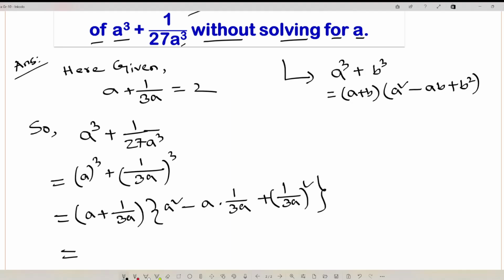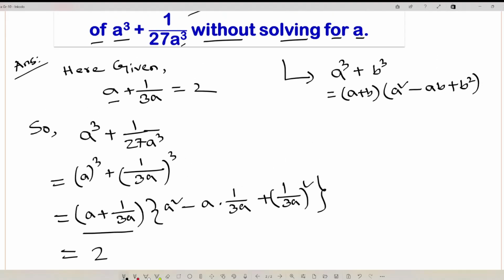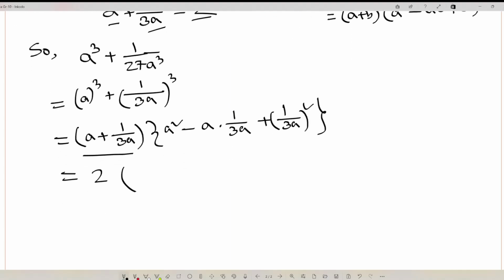Now look, this one we can write 2, because here a plus 1 by 3a equals 2, and this one is a square. Here the a and 1 by a we can cut, so here is minus 1 divided by 3 plus 1 divided by 9a square. Okay, now this one, what can we do?